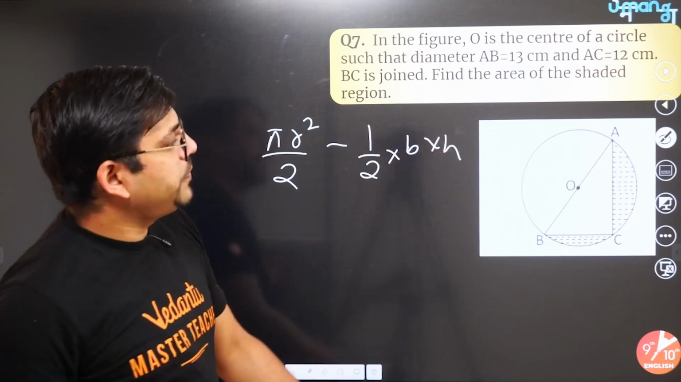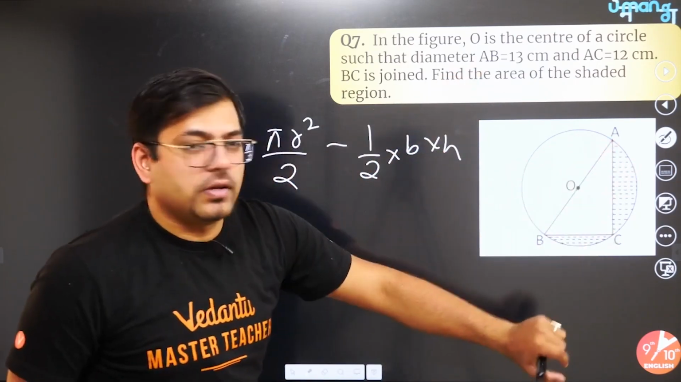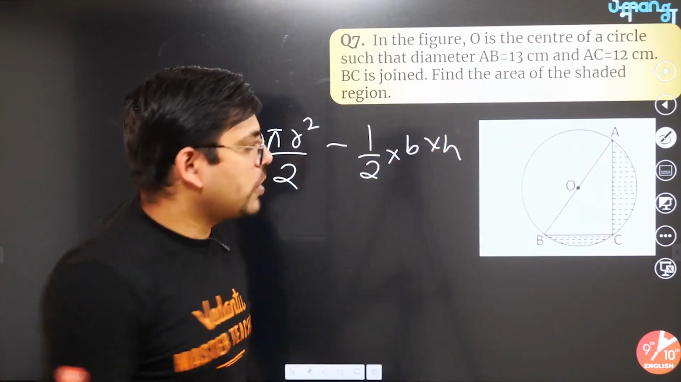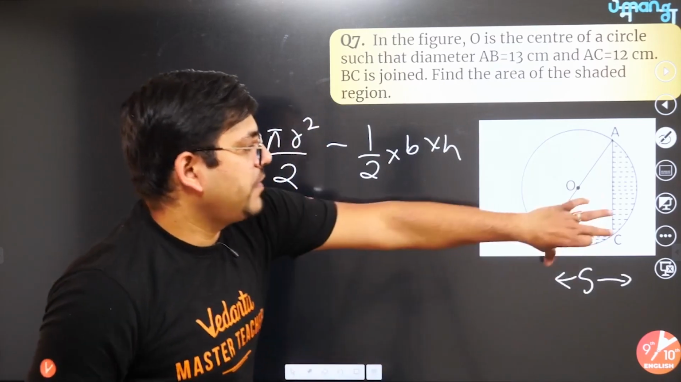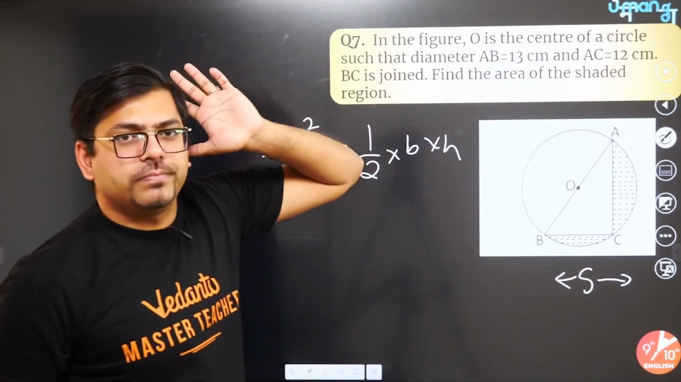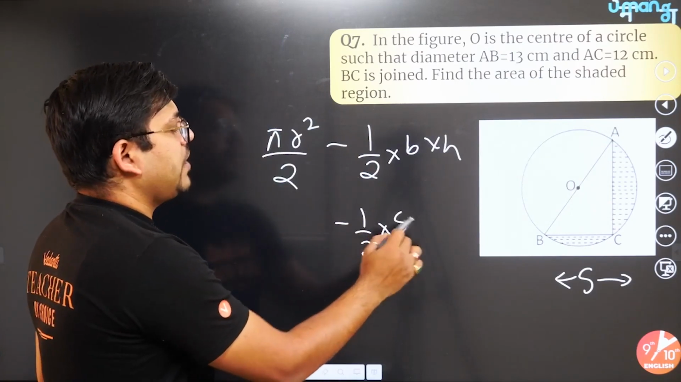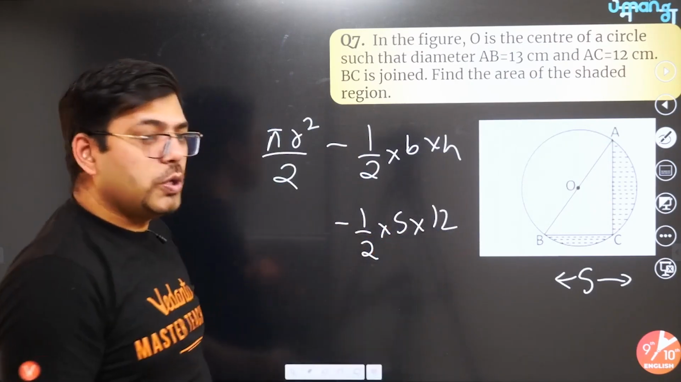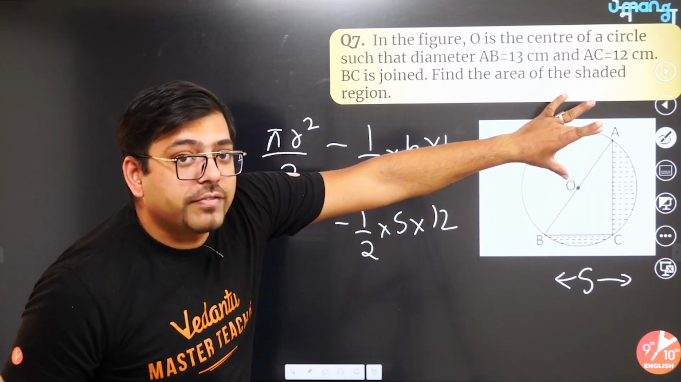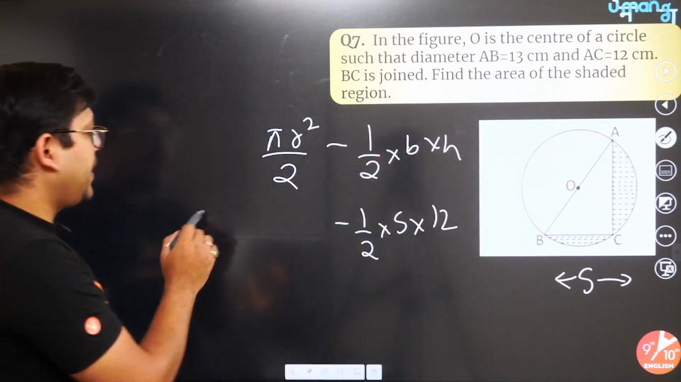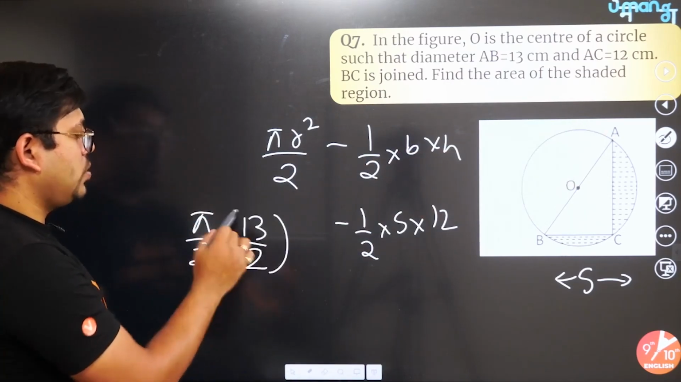Now let's see what is given. AB is given 13 and AC is given 12. By Pythagoras theorem, BC will be 5, because 5 square plus 12 square equals 13 square. So you can write minus half, base is 5, height is 12. Now AB is 13, so what will be the radius? Half of 13, which is 13 by 2. So you write pi by 2, and radius is 13 by 2 whole square.